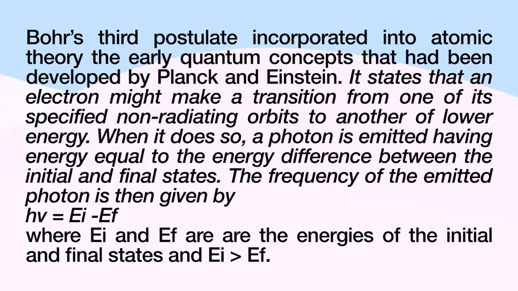So, suppose for example, if an electron jumps from fourth orbit to third orbit, then the energy released is energy of the fourth orbit minus energy of the third orbit. Suppose if an electron jumps from fifth orbit to second orbit, energy released is energy of the fifth orbit minus energy of the second orbit. That's all simple. That is equal to h nu, where h is the Planck's constant, nu is the frequency.